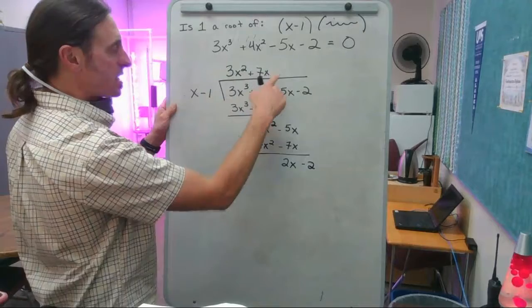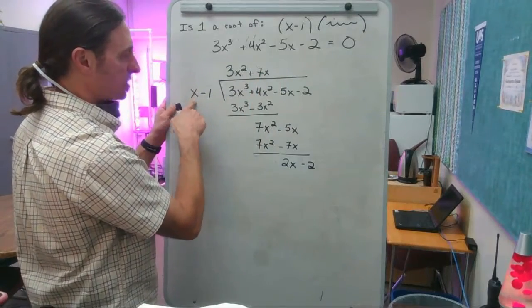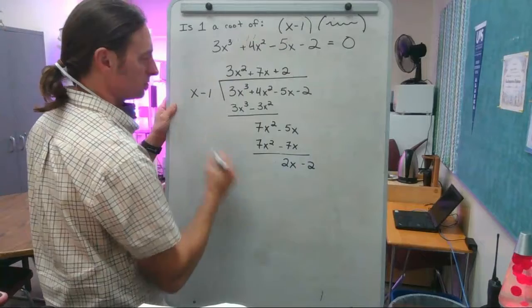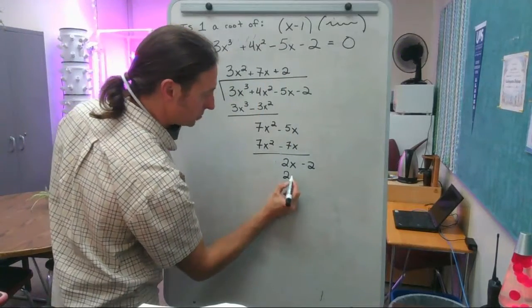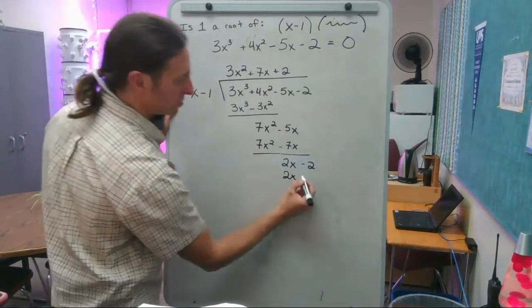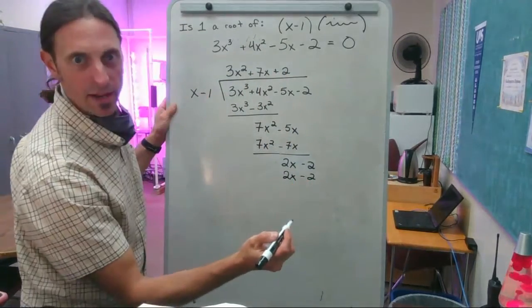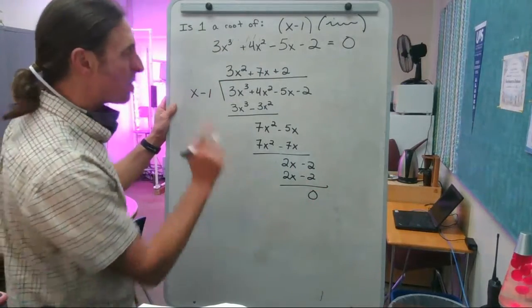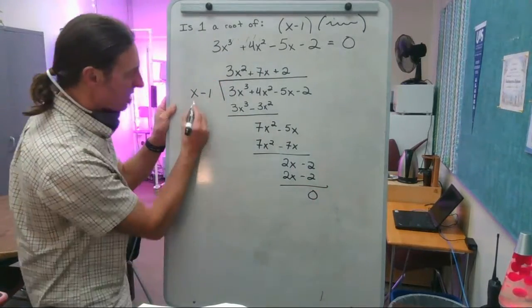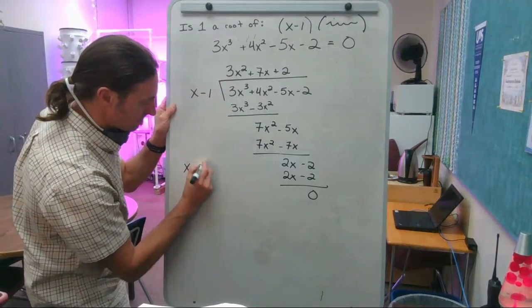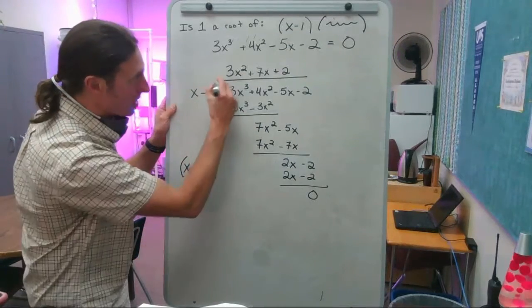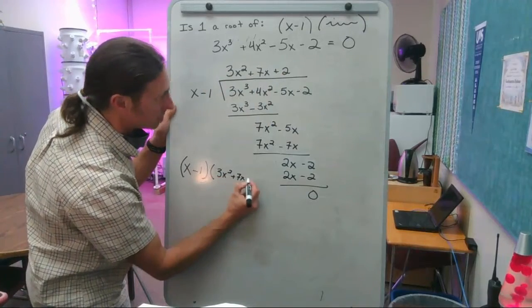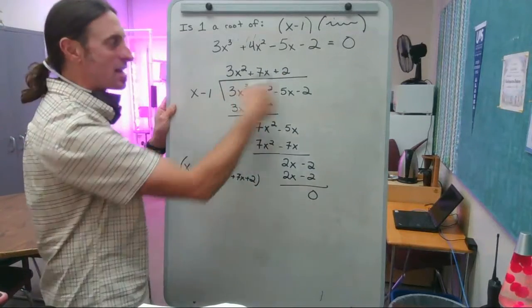Last one, it looks like. What number times x equals 2x? Well, that's just positive 2. 2 times x is 2x. 2 times negative 1 is negative 2. Wait a minute, 0. There's no remainder. What that means is if I take x minus 1 and multiply it by that whole gorgeous thing, plus 2, I get this polynomial.